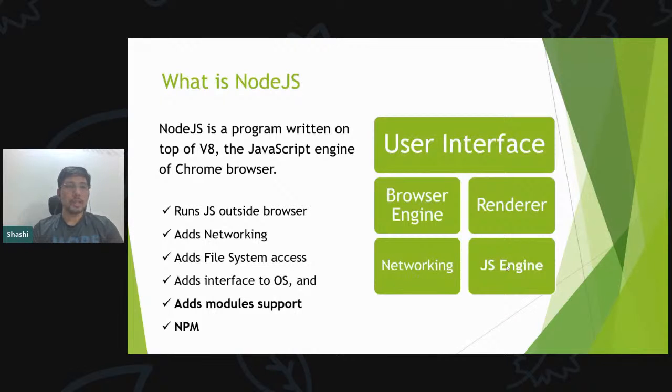So let's start with Node.js: what it is, how it came to be, and what it is used for. In layman's terms, Node.js is not a programming language at all. Node.js is a program written on top of another library called V8. V8 is the library that is used by the Chrome browser. You might actually be using Chrome right now to view this video on YouTube. V8 is a library inside the Chrome browser, which is used for running JavaScript inside Chrome.